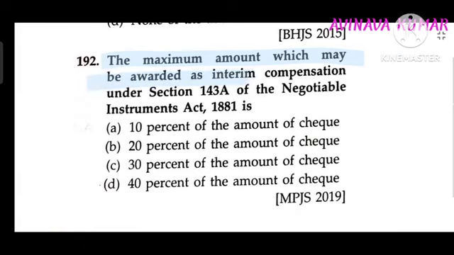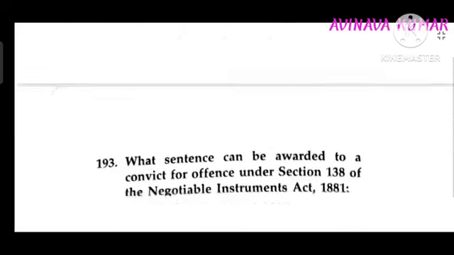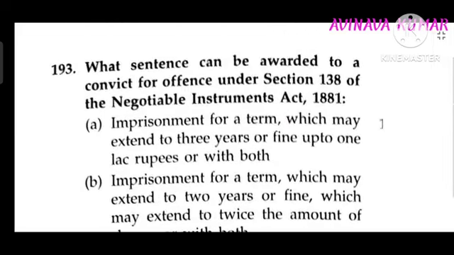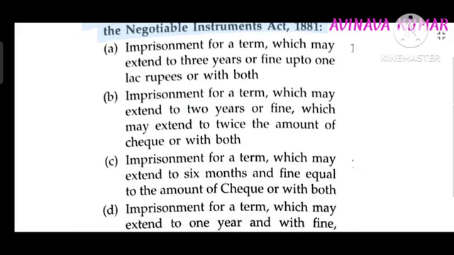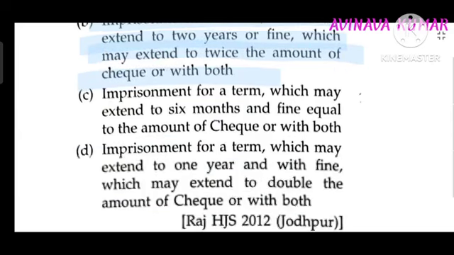The maximum amount which may be awarded as interim compensation under section 143A of NIA is 20% of the amount of the check. What sentence can be awarded to a person convicted of offence under section 138 of NIA? Imprisonment for a term which may extend to 2 years, or fine which may extend to twice the amount of the check, or both.